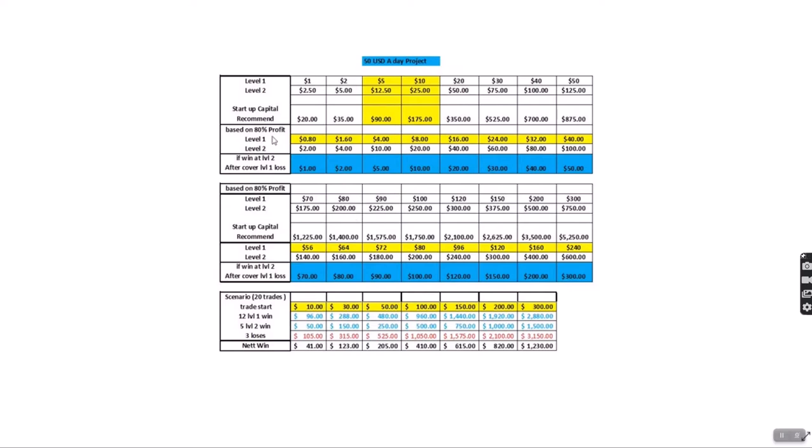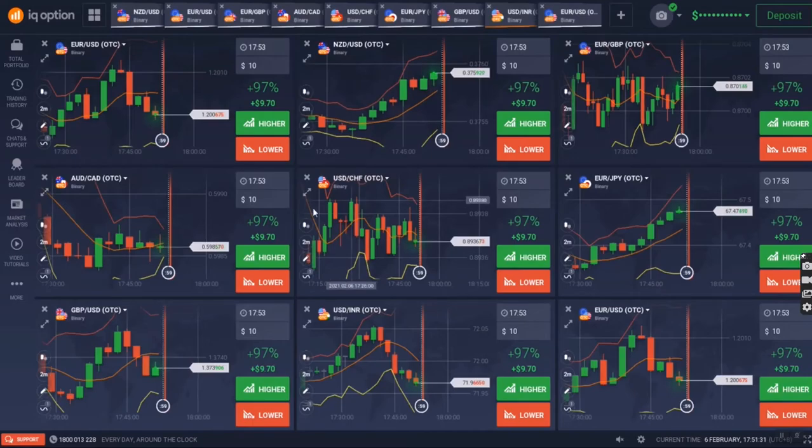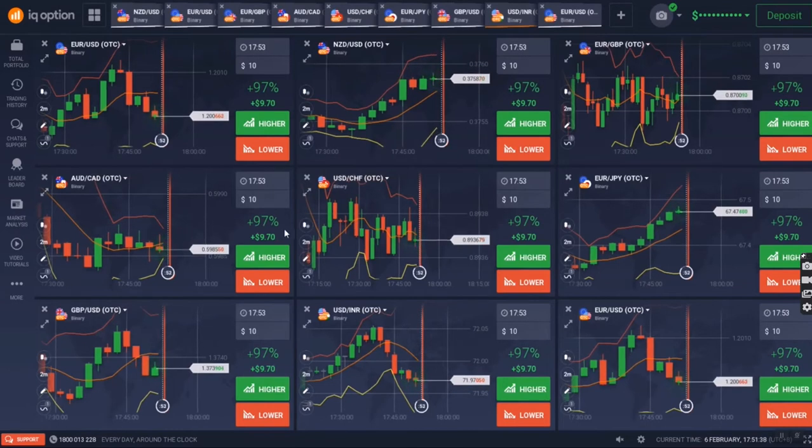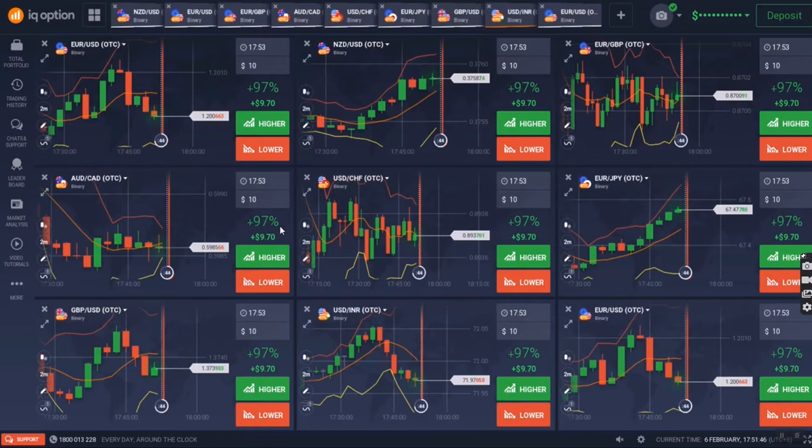And this second portion is based on 80% profit. It's based on the chart itself. Sometimes you have different profit margins. You have 88%, 90%, 97% for this instance. Sometimes you only have 75. Try not to go below 75. 75 is the base minimum. The best is always 80% and above. For those currencies with 80% and above, you can trade.